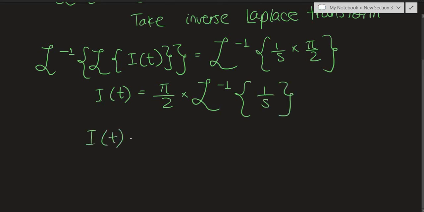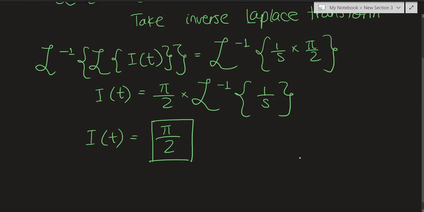So I of t is now equal to, what's the inverse Laplace transform of 1 over s? So the real question you should be asking yourself is what function when applied the Laplace transform on gives 1 over s? And if you have your sheet of Laplace transform beside you, or if you know this, good for you, but the answer to this is 1. The Laplace transform of 1 is 1 over s. So pi over 2 times 1 is just pi over 2.